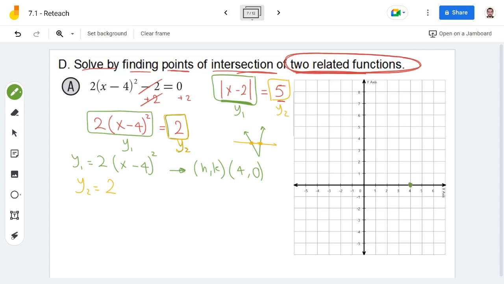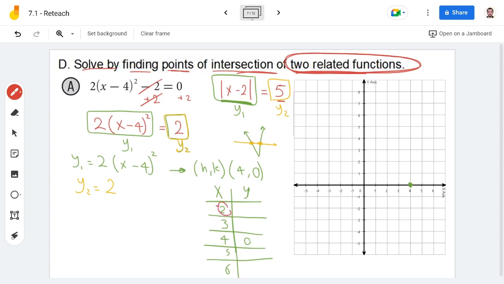Now let's create the tables, x and y. Let's put 4 and 0 in the middle. Pick 2 points less than 4, which are 3 and 2. Pick 2 points greater than 4, which are 5 and 6. Now plot them in the function. Let's plot each point.